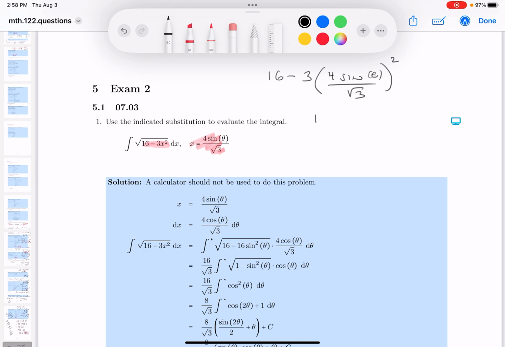All right, let's just do that. What do you get? 16 minus 3 times 16 sine squared theta, and then you get, let's see, 3 on the bottom. That's not so bad. And what do you get there? You get 16 minus, the 3's cancel, 16 sine squared theta. 16 comes out. You get 1 minus sine squared theta.